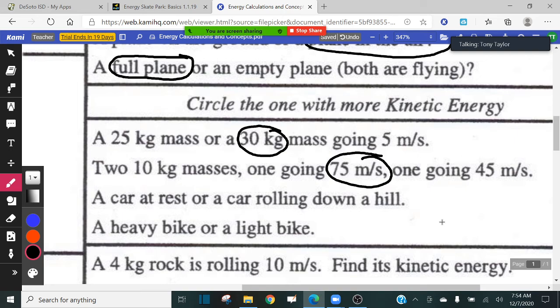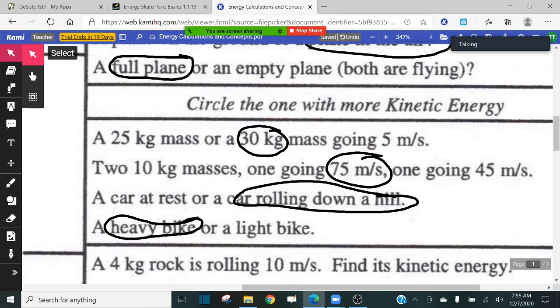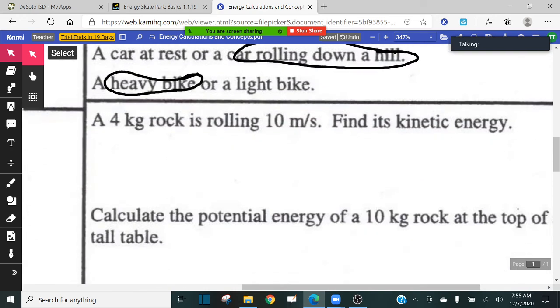kinetic energy. So moving on, a car at rest or a car rolling down a hill, which one has the most kinetic energy? So the car rolling down the hill will have the more kinetic energy, okay, because it's moving. So a heavy bike or a light bike, obviously a heavy bike would have the most kinetic energy, assuming they're both moving. Okay.